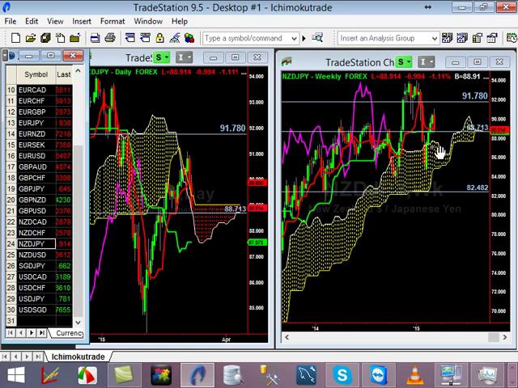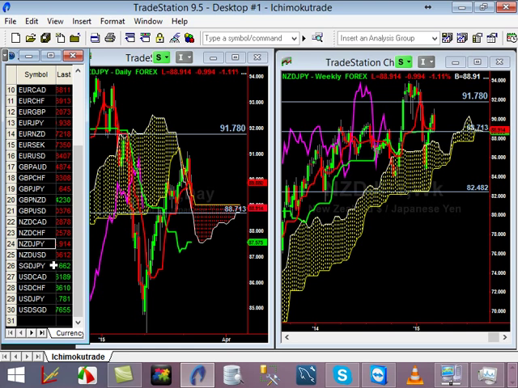And there's high probability that, since it did that, it could break the support at 88.71. If it does, you've got to see a bearish cloud breakout here on the daily in order to look for a bearish trend on both the daily and the weekly to start to occur.